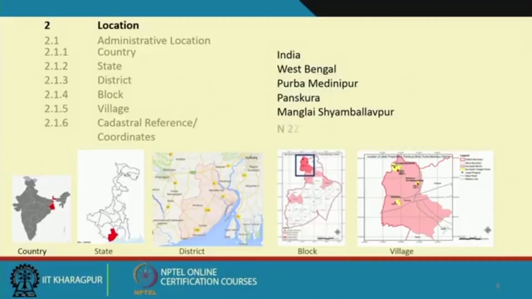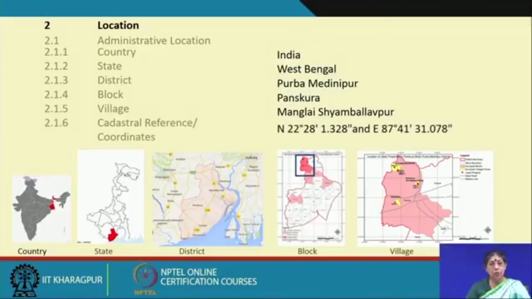And as I told you, there should also be some sort of cadastral reference, that is, the actual plot number, how it is referred to in the administrative documents and others. In this case we could not procure that, but we also had the GPS coordinate system. So, the actual coordinate system is very important to locate where it is. So, this is the coordinate. This shows the location in quite a systematic way along with the maps.